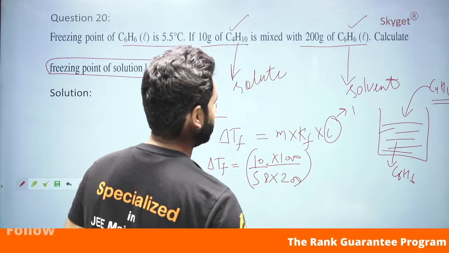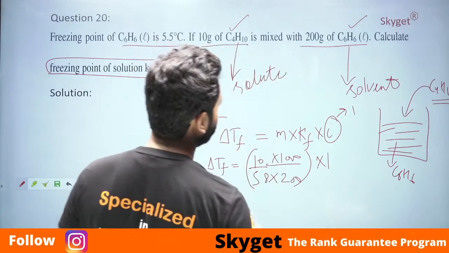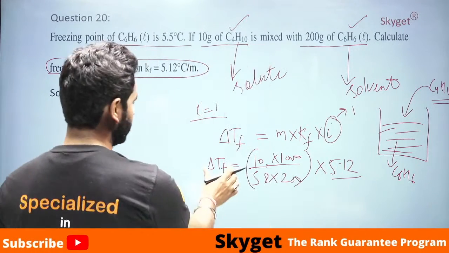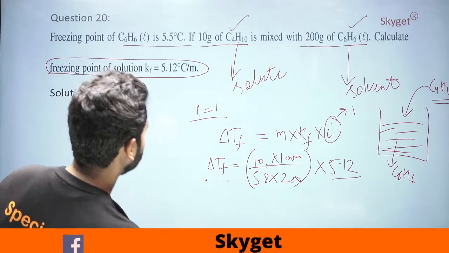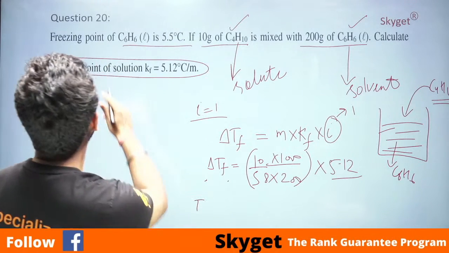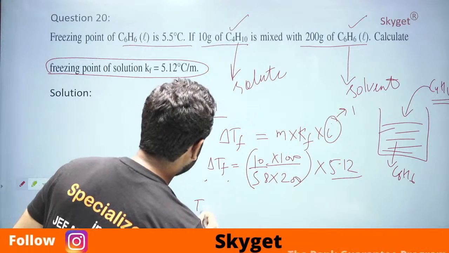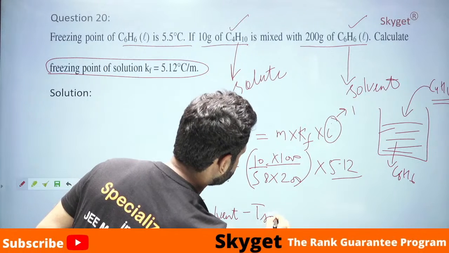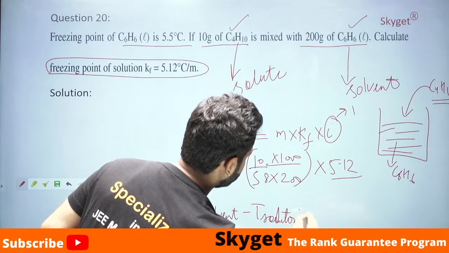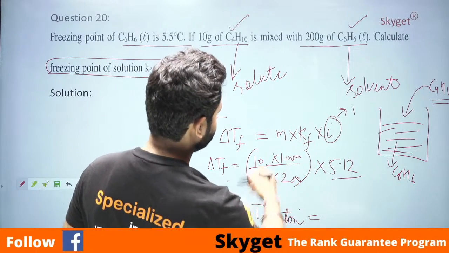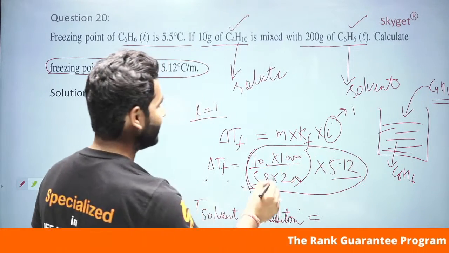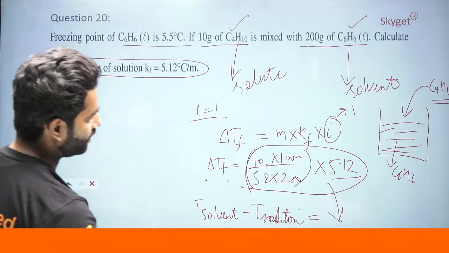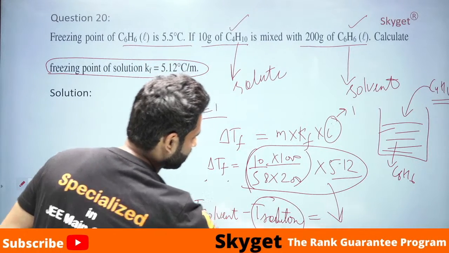Okay, and we know what Kf is, given here, 5.12, into 5.12. Delta Tf we need to write. Delta Tf will be equal to temperature of solvent minus temperature of solution, equal to this whole expression. So you just need to solve it. What we need to find here is the freezing point of the solution. You will get this T solution by solving this very simple equation.